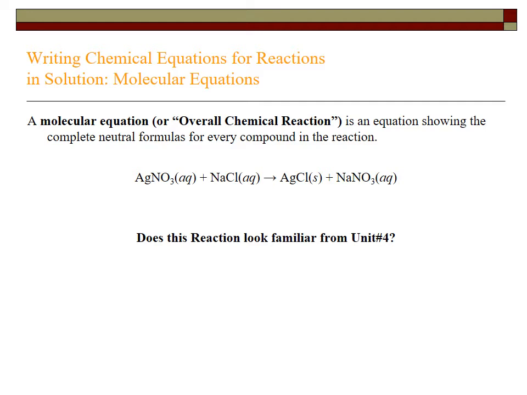I see an S in there. What does that tell me? That I have a solid, and a solid is an insoluble product, which we talked about in unit number 4. So for this particular example that I'm going to use to discuss the molecular equation, the complete ionic and the net ionic, I'm going to talk about this particular precipitation reaction. Does this equation look familiar? Yes, it's a precipitation reaction from unit number 4.